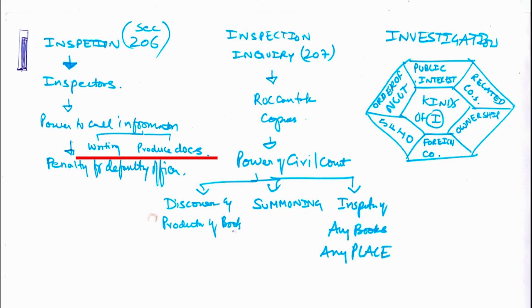So the inspectors have what power? The power to call for information, and penalty for the defaulting officer. So they can impose a penalty on any defaulting officer. That is inspection in brief.